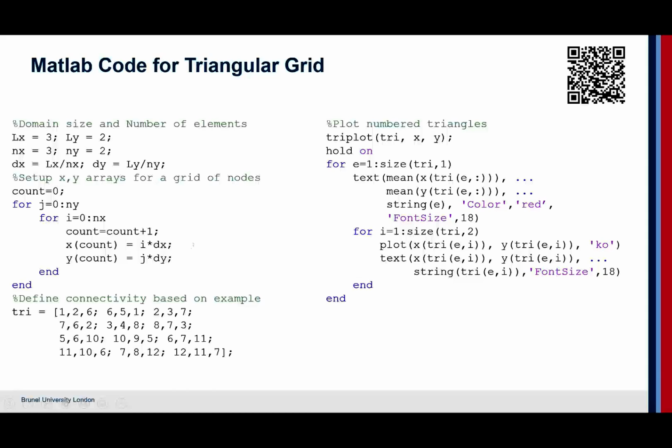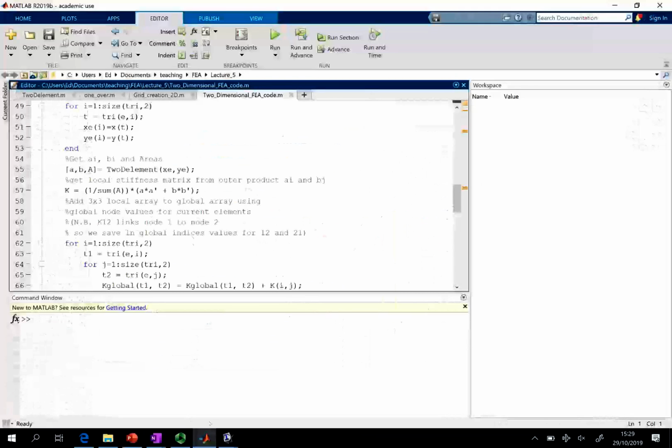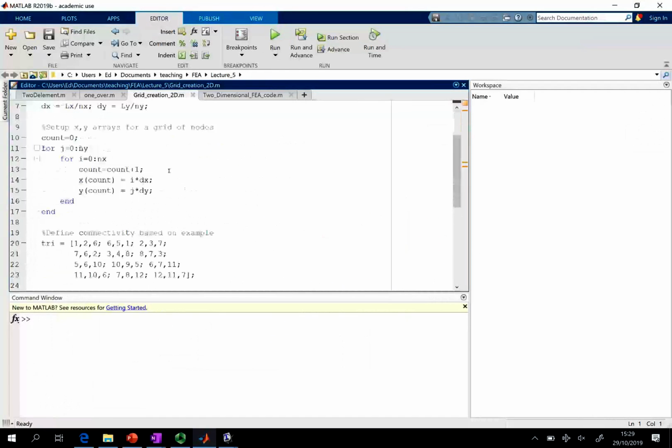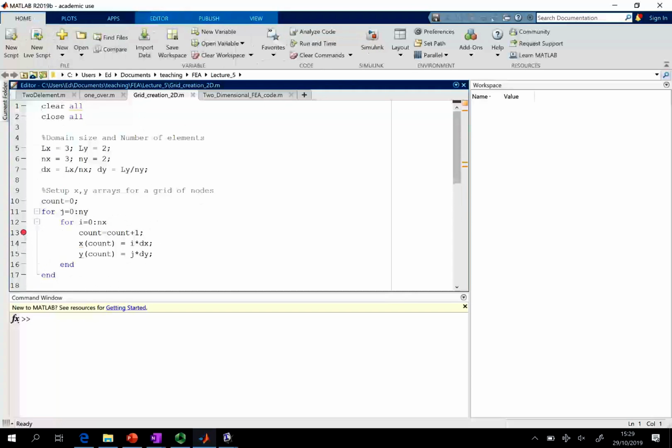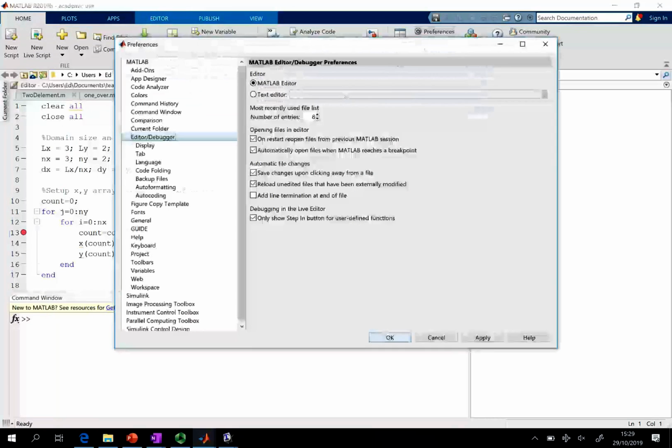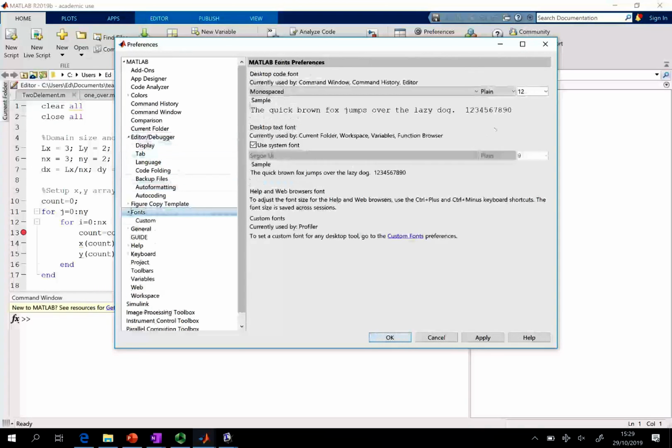And then the process is one of basically plotting this. So if I open Matlab, I'll show you the grid creation in 2 dimensions. So the first thing you can do in Matlab is you can actually put breakpoints. Bear with 1 second, sorry, let me make the font bigger.